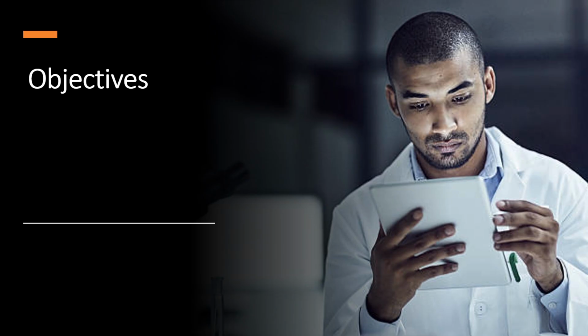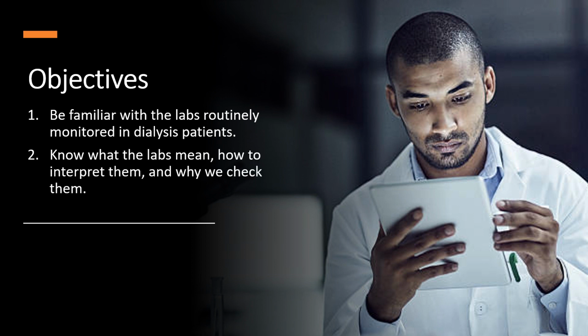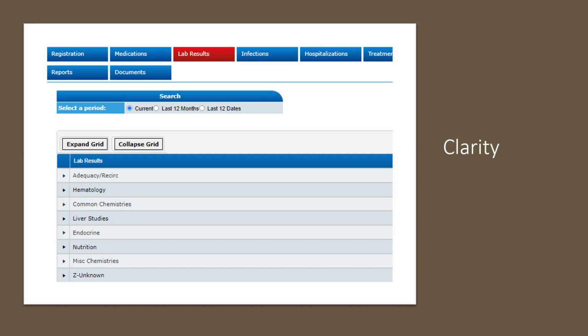The objectives of today's talk are pretty straightforward. We want to be familiar with the labs routinely monitored in dialysis patients, know what the labs mean, how to interpret them, and why we check them. So this is a snapshot of the laboratory profile in our electronic medical record Clarity, and we'll discuss the labs in the order in which they appear. So we'll look at adequacy, hematology, common chemistries, liver disease, endocrine, nutrition, etc.